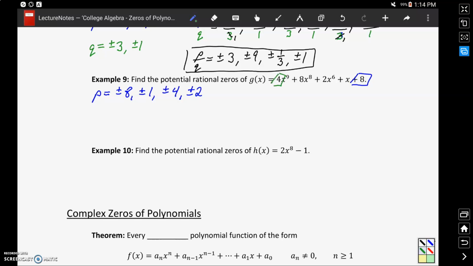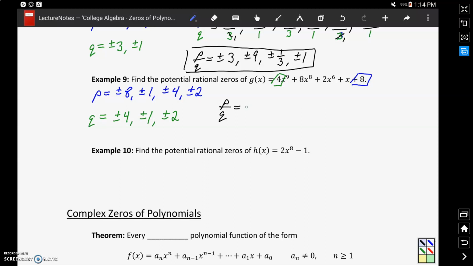And then for q, we'll be looking at all factors of positive 4, so plus or minus 4, plus or minus 1, and plus or minus 2. From there, we can generate our list of rational numbers, which are potential zeros for our function, by pairing each value for p over a value for q.